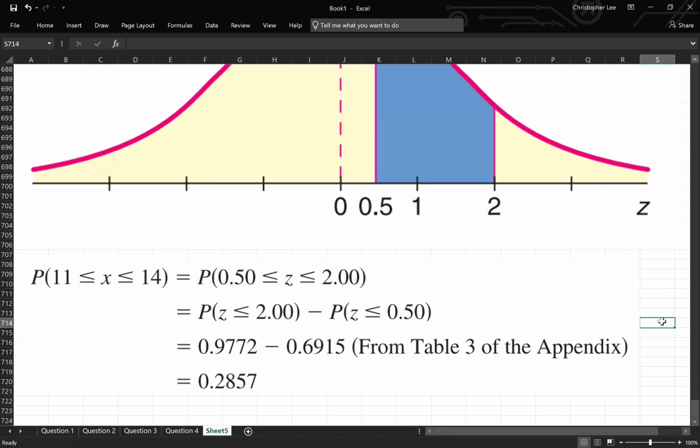And then remember, whenever you're doing these probabilities, you take the big one, right? So this is the probability of z less than or equal to 2, and you subtract from it the little one, the probability of z less than or equal to 0.5. You look these up in the chart, which you already knew how to do, and then we just subtract them, and that's the end of the question. That's it.